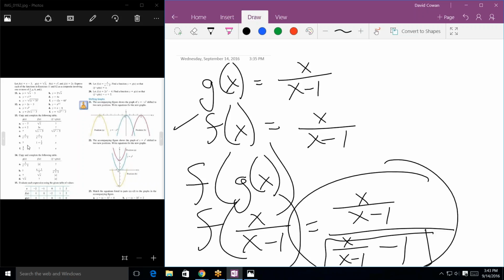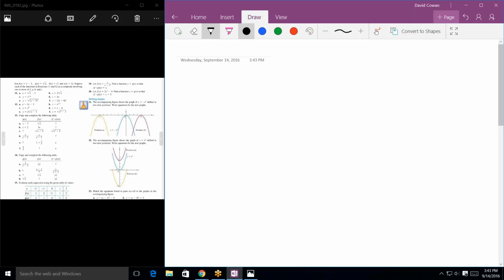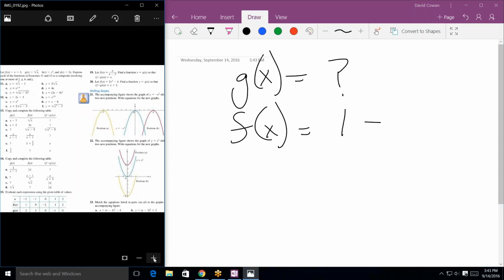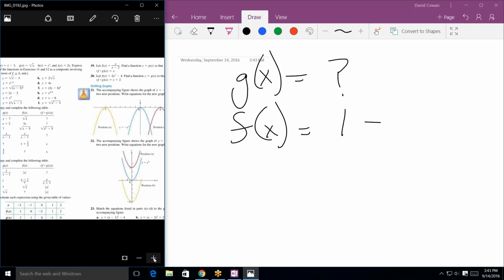Let's look at E, because E does the same thing. E gives you g of x is what we're trying to solve for, question mark. And they give you f of x is 1 minus, is that a plus or a minus there on E? I believe that is a plus. Let me blow it up a little bit. Yes, it is.